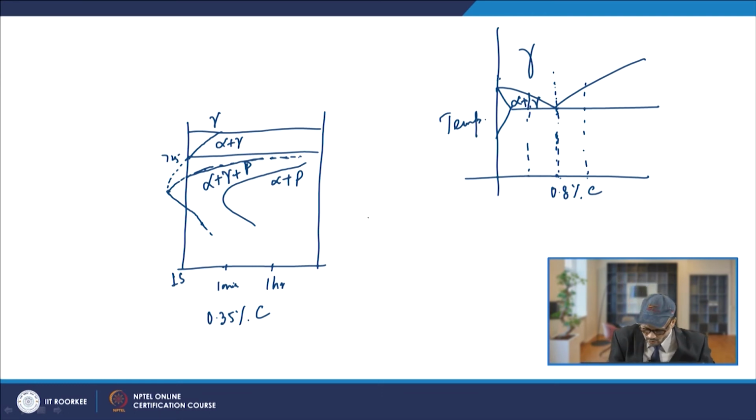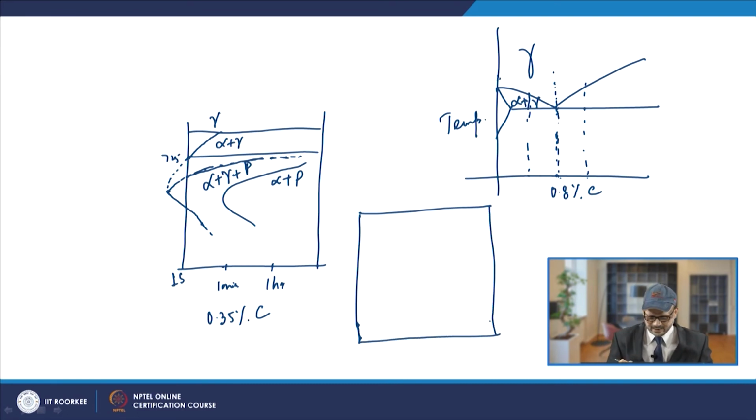So, if you try to draw the TTT diagram for the hypereutectoid steels. Now, in this case, what happens if you take this as the 1 second line. So, you will have again a line, and this is your A1 line and you will have the ACM line. Now, in this case you will have cementite plus gamma. So, that will be coming. So, this will be your gamma plus Fe3C, and then this line will come.